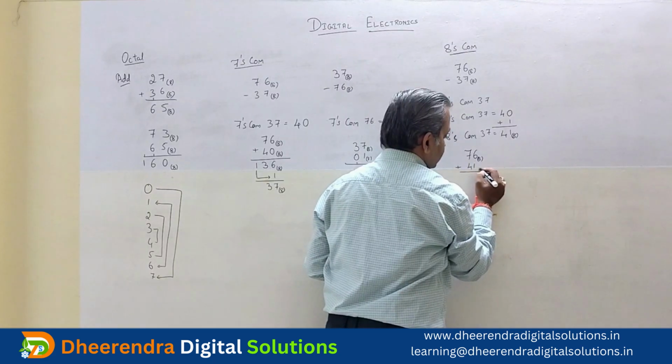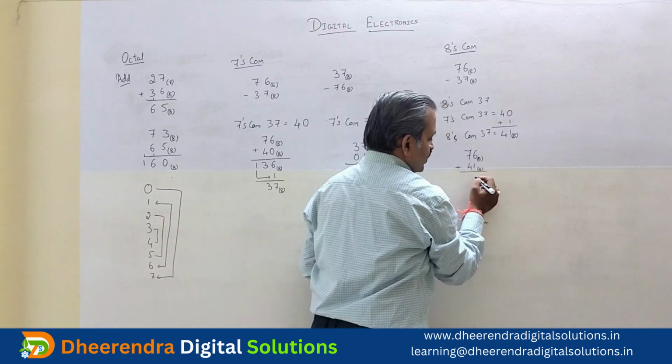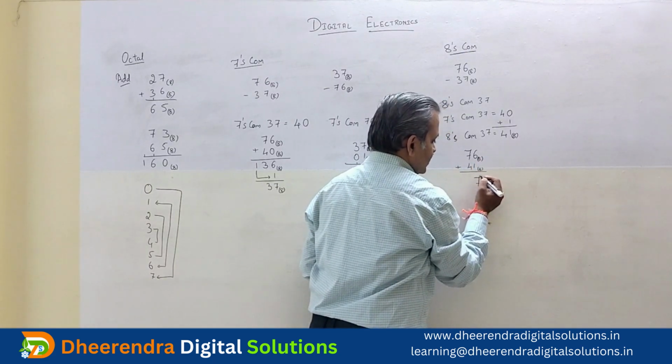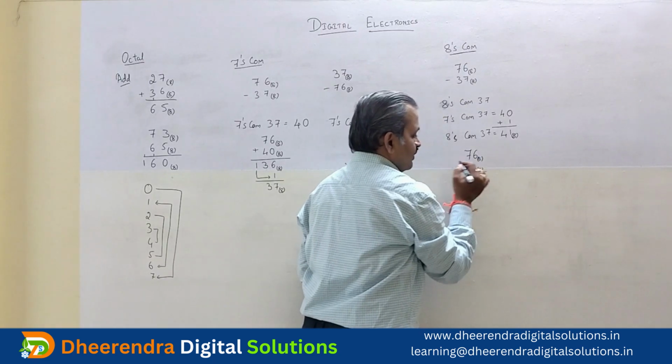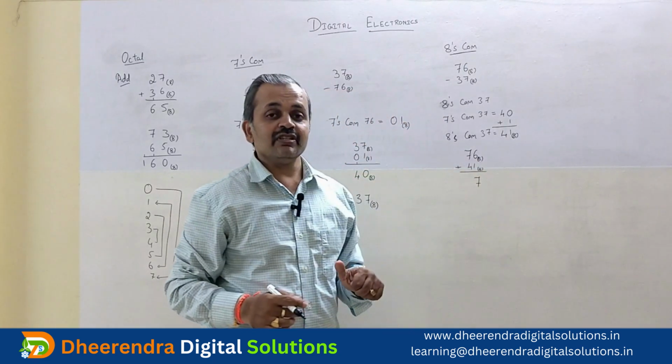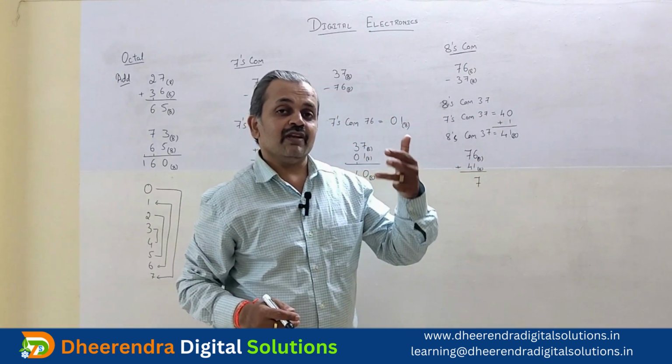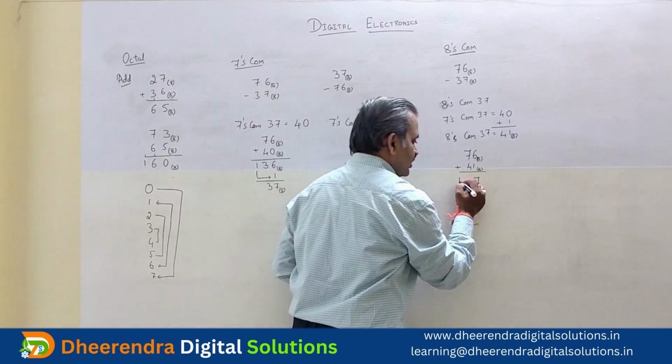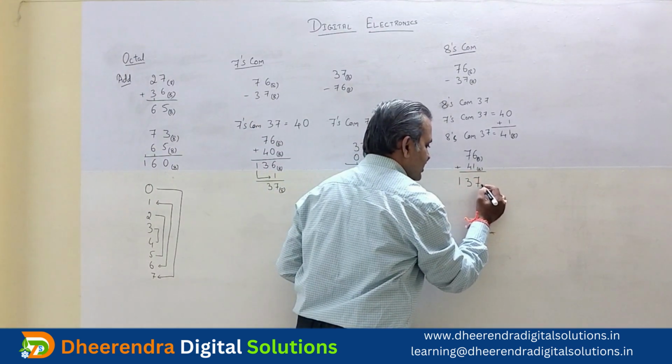Now, when I take this, 6 plus 1 is 7. And 7 plus 4 is 10, 11, 12, 13. So it is 13. 137 to the base 8.